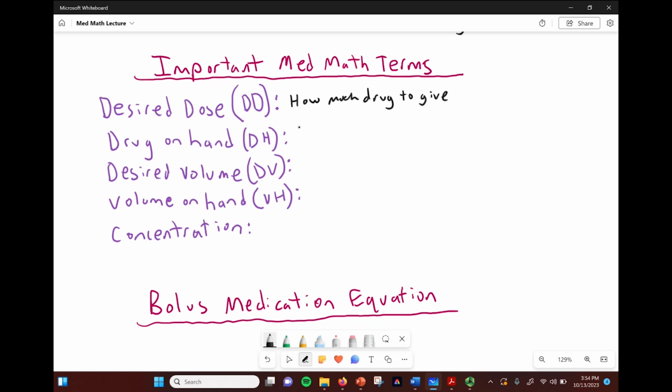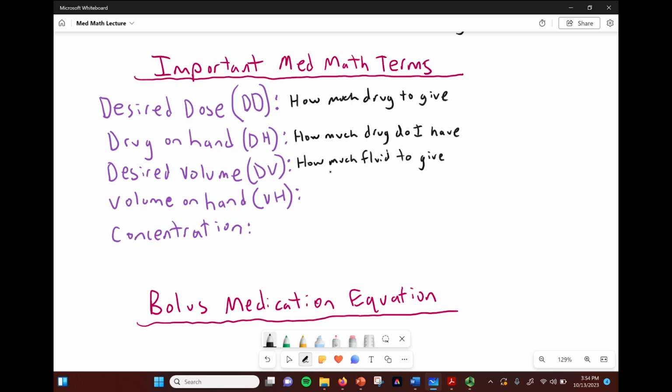And this is simply, how much drug do I have? So in my vial, how much drug is actually in there? Next, I have my desired volume, my DV. So this is how much volume, in this case we'll say fluid, to give. How much fluid are we going to give this patient?